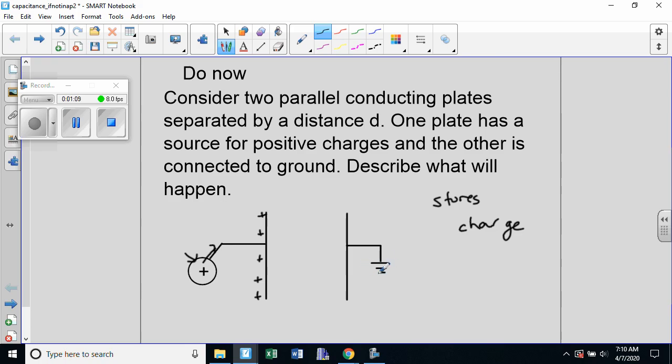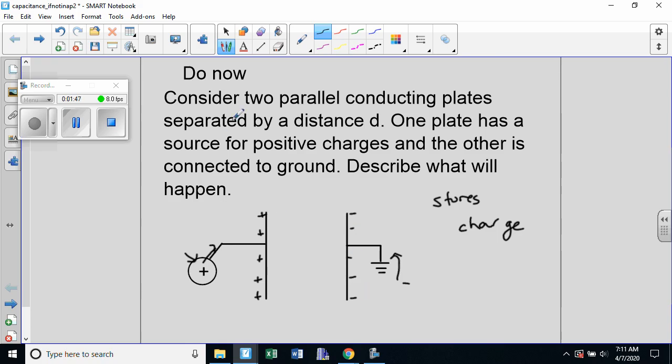And remember that the earth or ground is an infinite source of whatever charge you want, right? The earth is very large. It has a lot of neutral atoms, and we can borrow charges, whether it be positive or negative. We can borrow as many charges as we want from the earth. So if we now have a bunch of positive charges accumulating on the left plate, then due to the attraction to those positive charges, we're going to start pulling negatives out of the earth, and they're going to start accumulating over here on the right plate.